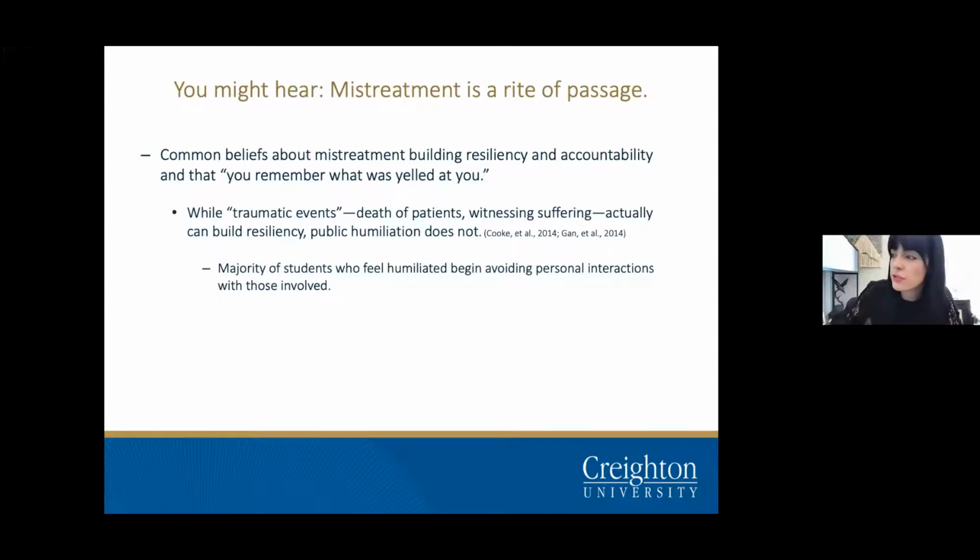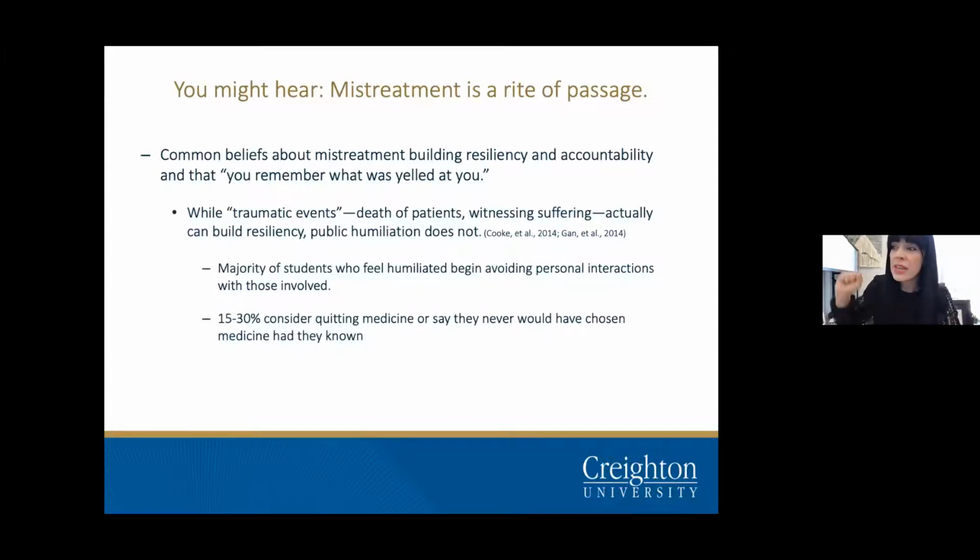The majority of students who feel humiliated start to avoid those interactions. They start to avoid personal interactions with you and with others if they felt humiliated. 15 to 30% consider quitting medicine or say they never would have gone to medical school in the first place had they known it was going to be like this.